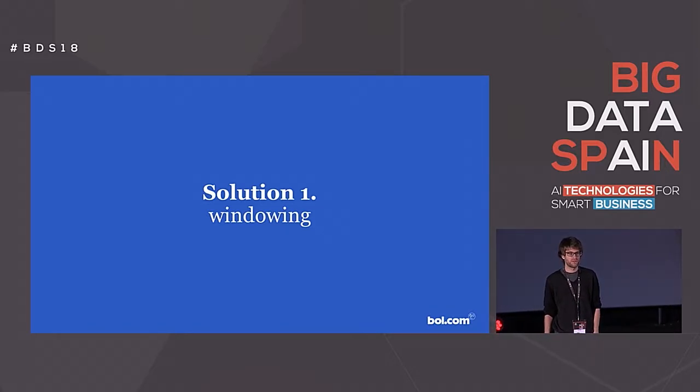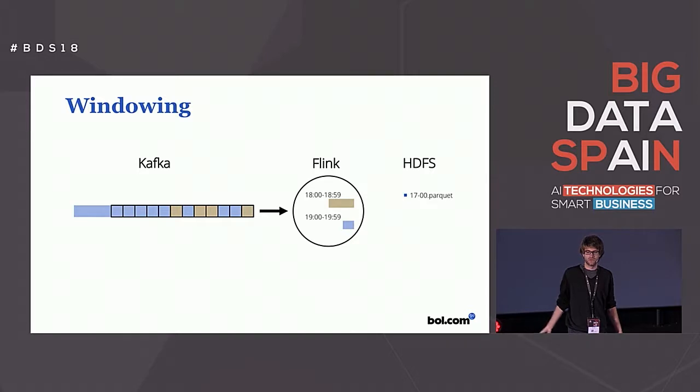We first wanted to use Flink windowing. Windows are basically just chunks of events based on time. So you can have a window from 8 to 9 or 9 to 10 and so on. What happens is that Flink will store the data for one window, and then when the window finishes, it will do something, an aggregation. So in this example, I'm collecting events for 2 hours.